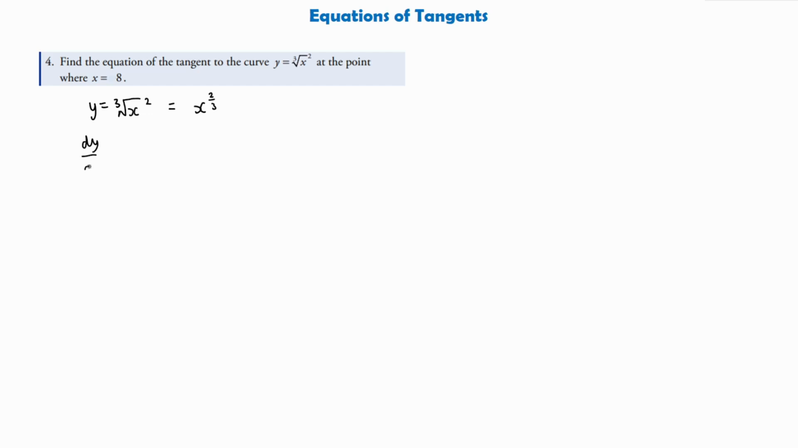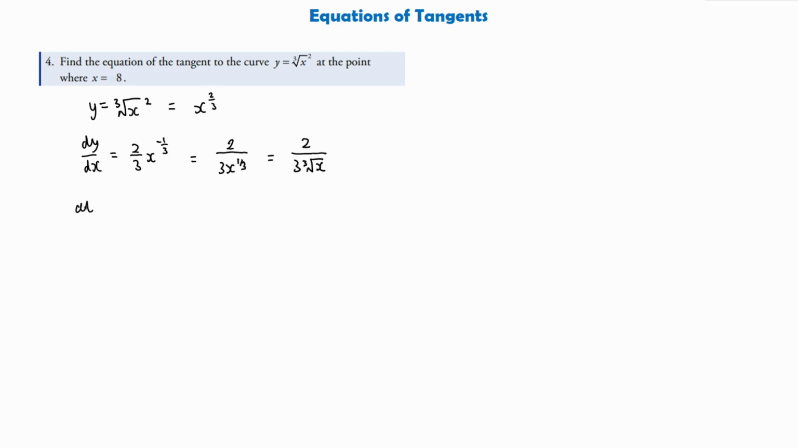And now we can differentiate to find that dy by dx is going to be 2/3 x, and then 2/3 minus 1 is going to be minus 1/3. And because we've got this negative power here, I think we'll rewrite it. So we'll say this is equal to 2 over 3x to the third. And again, I don't like this because we've got this third. So we'll write 2 over 3 cube root of x.